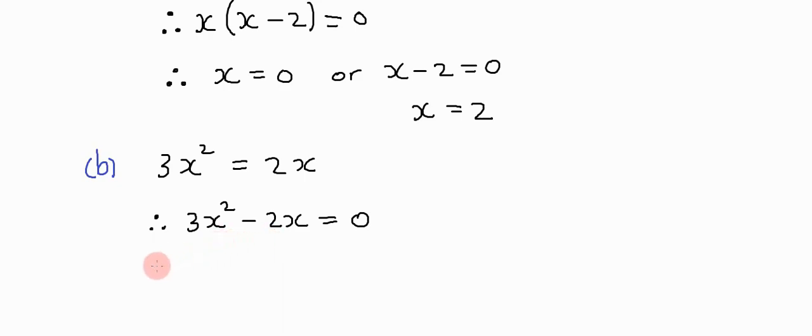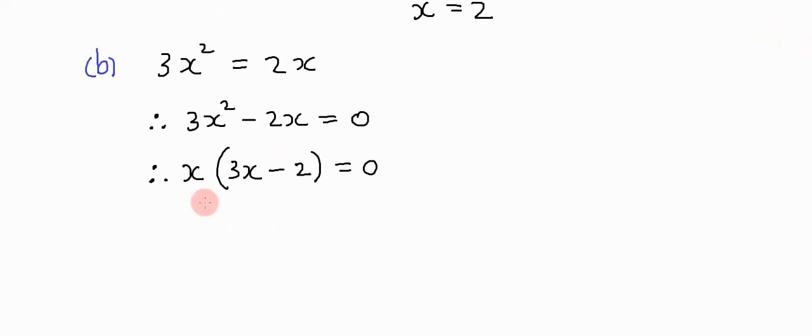Now we can take out a common factor of x. So it's x into 3x squared, 3x times, and x into 2x, twice. Once again, we must make sure that when we multiply out again, we get back to the original left-hand side here. So x times 3x is 3x squared, and x times negative 2 is negative 2x.